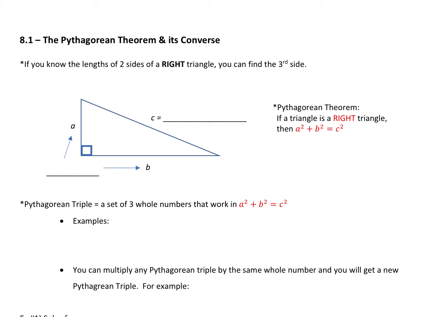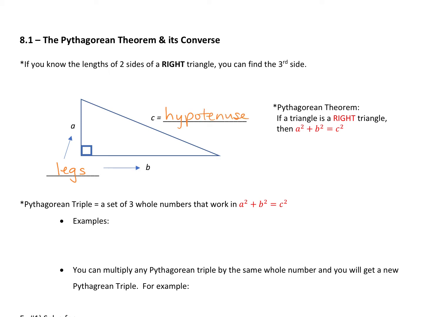So here's what it says. If you know the length of two sides of a right triangle, you can find the third side. So here's how we're going to set up our right triangles. You're going to have two legs. Okay, so A and B are going to be the legs of your triangle. C is, tell your neighbor, you should know this. Right, C is the hypotenuse.